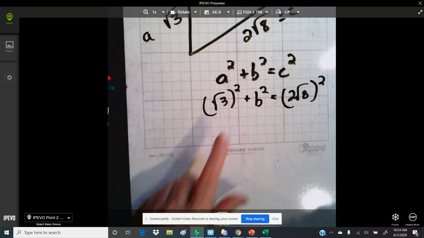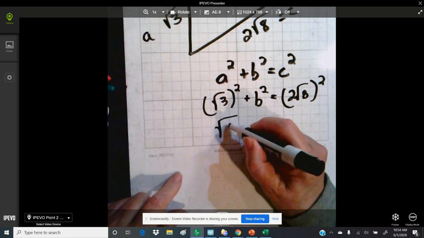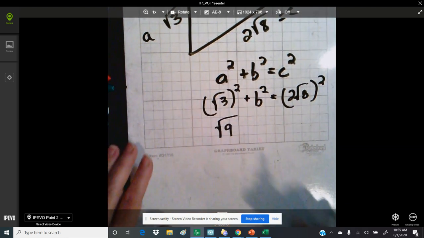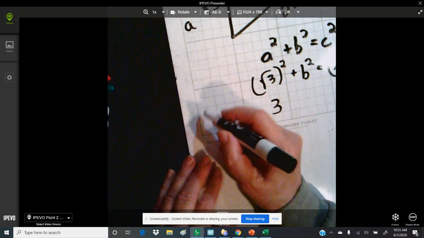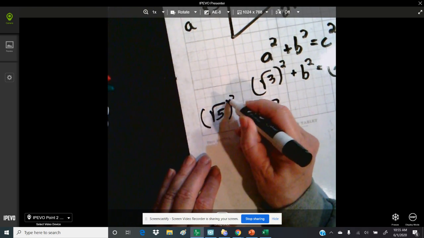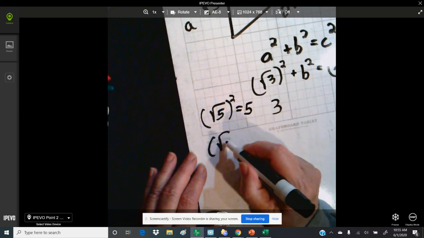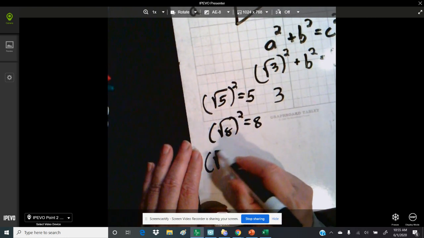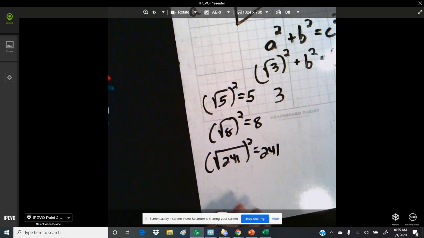So you could put this in your calculator and just go the square root of 3 times the square root of 3, and it'll give you the answer. But anytime you square a square root, what you're really doing is the same thing as the square root of 3 squared, but you know the square root of 9 is just 3. So anytime you square a square root, you're going to get the number back again. For instance, if I had the square root of 5 and I squared it, I would just get 5. If I had the square root of 8 and squared it, I would get 8. If I had the square root of 241 and I squared it, I would get 241. Okay, so that's how that would work.